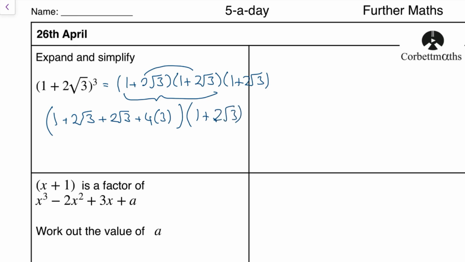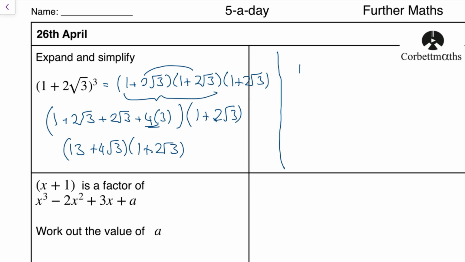Now let's collect terms. So that's 12, 12 plus 1 is 13, and then 2 root 3 plus 2 root 3 is 4 root 3, and I'm multiplying all of that by 1 plus 2 root 3. This would be a non-calculator question, by the way, so make sure you're okay doing it non-calculator. Now let's multiply out these two brackets.